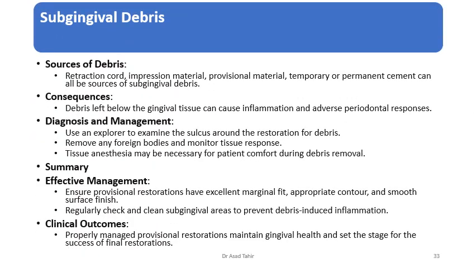Subgingival debris. Sources of debris. Retraction cord, impression material, provisional material, and temporary or permanent cement can all be sources of subgingival debris. Consequences: debris left below the gingival tissue can cause inflammation and adverse periodontal responses.